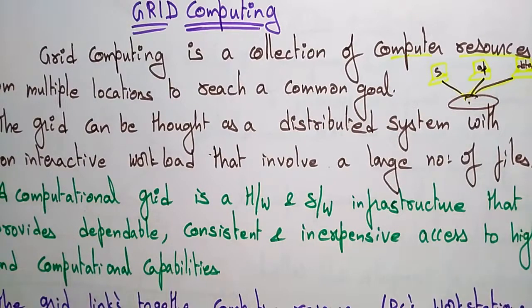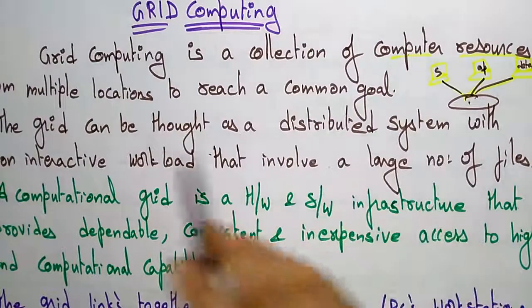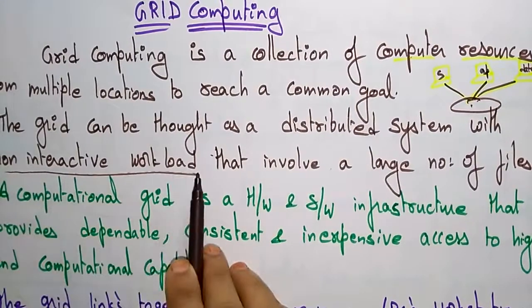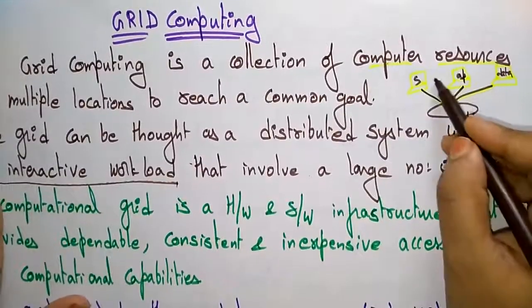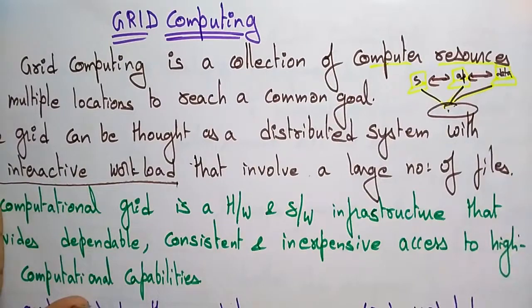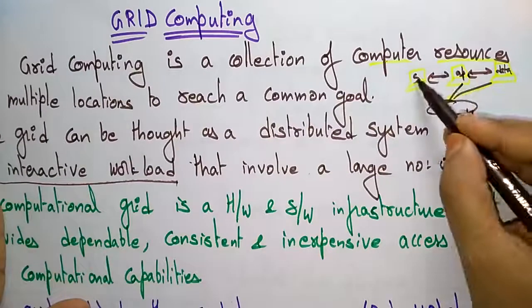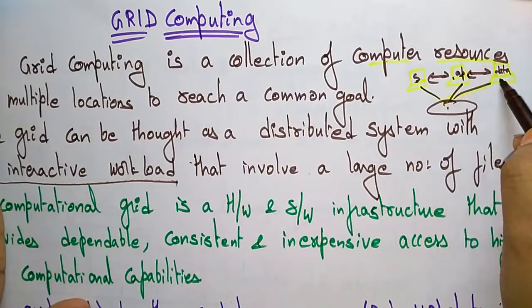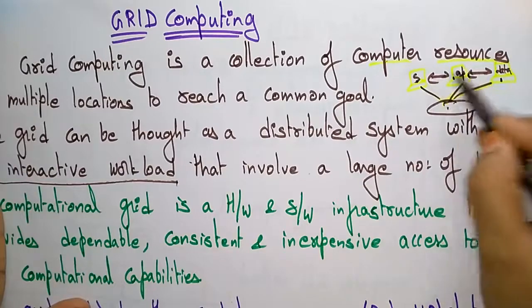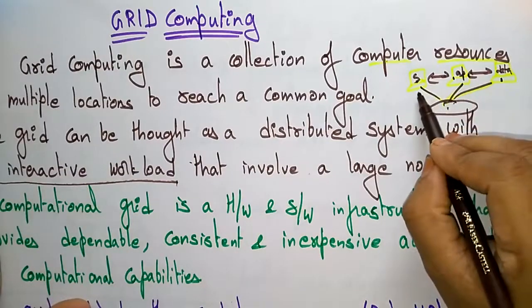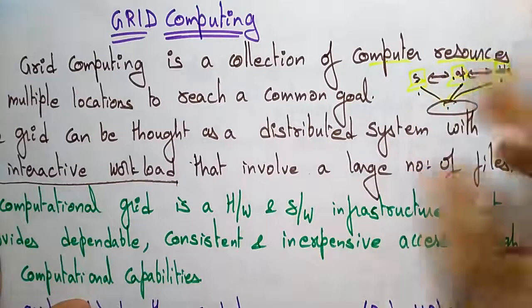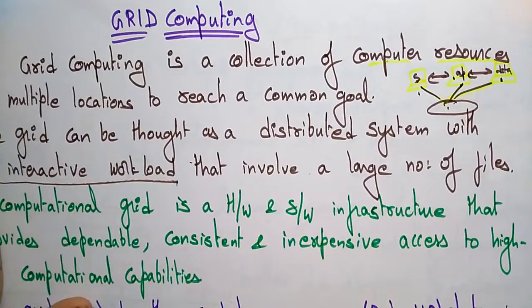Actually, grid computing is just like a distributed system, but the only difference between them is that grid computing is a non-interactive workload that involves a large number of files, whereas in a distributed system there is an interaction between the systems and between the resources. In a distributed system, a large work is divided into different groups, so there is an interaction between the different systems. Once this work is completed, then only the next one can proceed, so a dependency relationship exists in a distributed system.